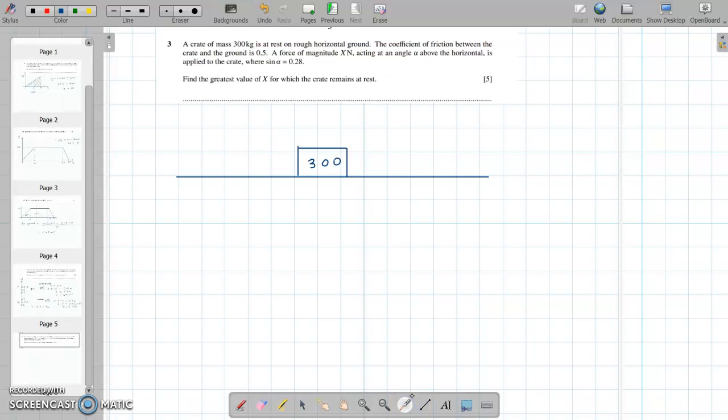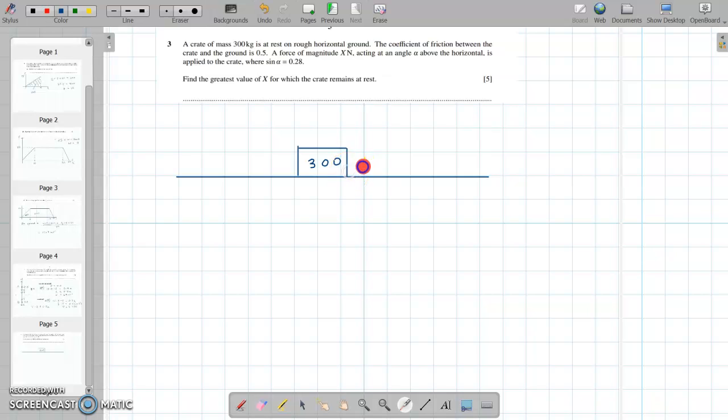Okay, a crate of mass 300 kilograms, there's my crate, rests on horizontal ground, there's my horizontal ground. The coefficient of friction mu is 0.5. A force of x newtons acts at an angle alpha above the horizontal is applied to the crate. Let's say it's applied in this direction, so it's applied like that. Find the greatest value of x for which the crate remains at rest.